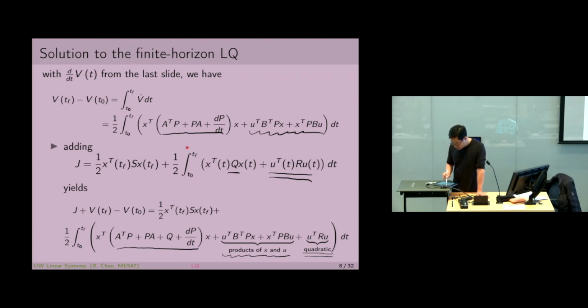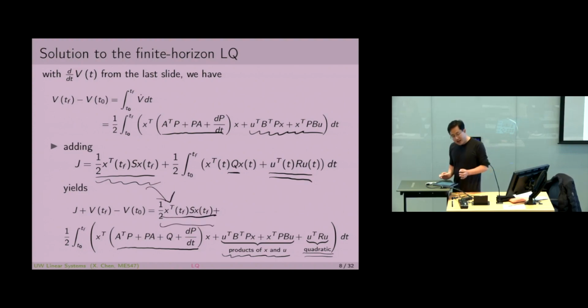That's everything in this integration. And then the remaining terms, we just copy them down from here. We have J on the left-hand side of the equation added to V of tf minus V of t0. And then on the right-hand side of this equation, we have a remaining term that relates to the terminal cost, and it just moves to here directly.